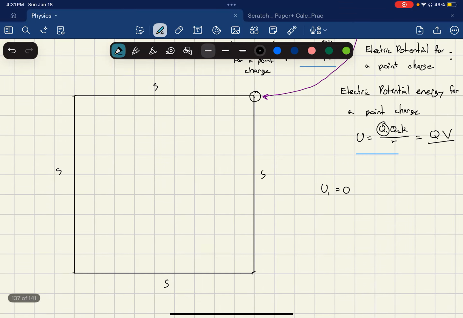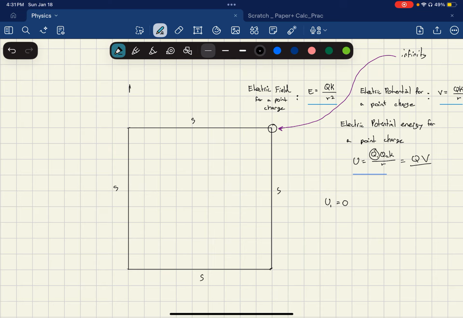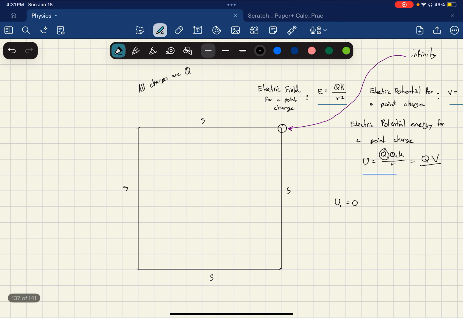Now let's say, just for this system, all the charges are Q. They're all the same. Just to emphasize that they're all Q. This can be done with different charges, with different charge on them. But for now, we're just going to keep it relatively simple.